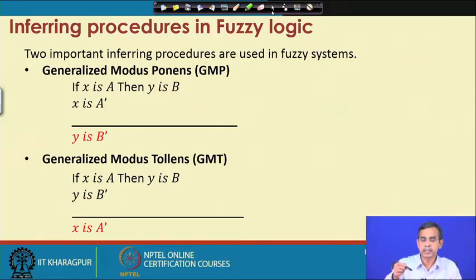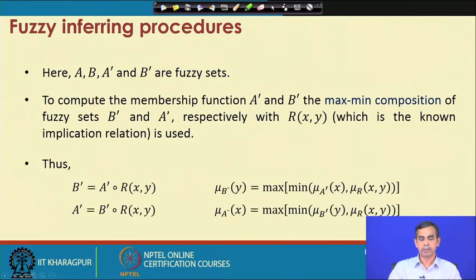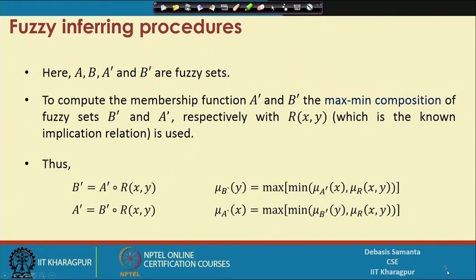Now, let us see how these rules can be applied to our different fuzzy operations or sets. So, the idea is like this. Here, basically, the input given to you is two fuzzy sets A and B, and then either A dash or B dash, and you have to conclude either B dash or A dash from this.